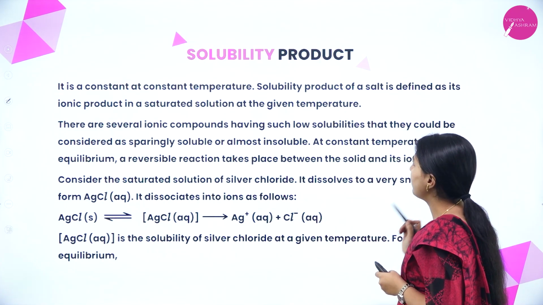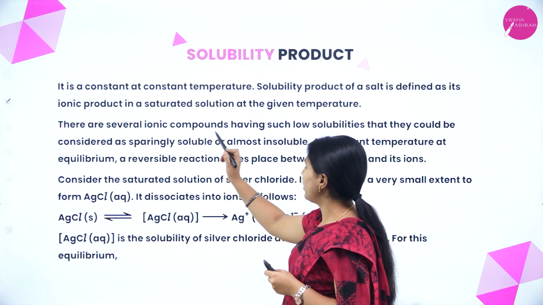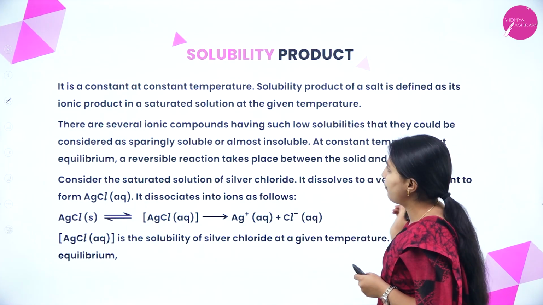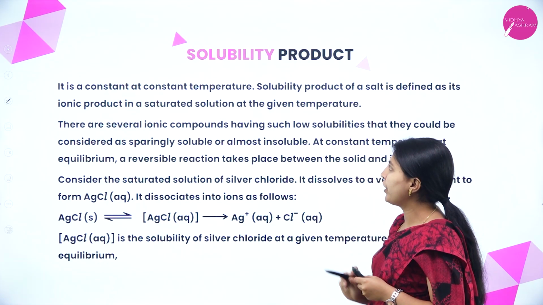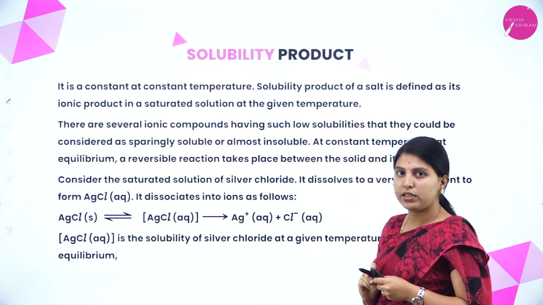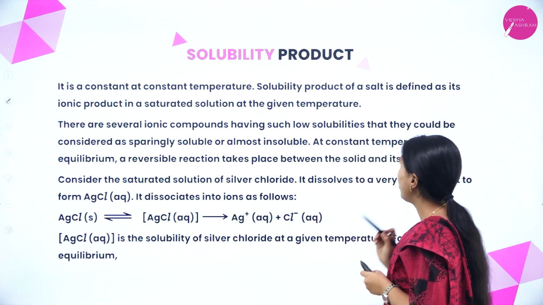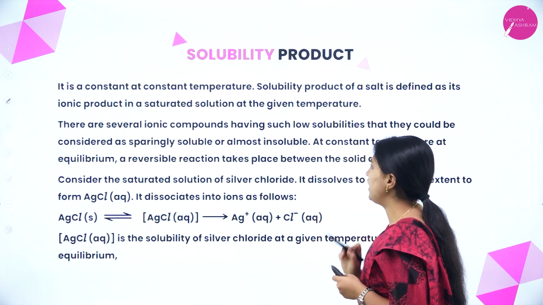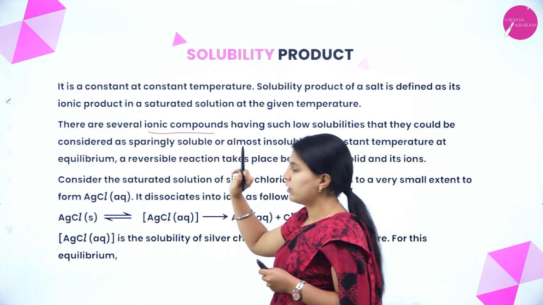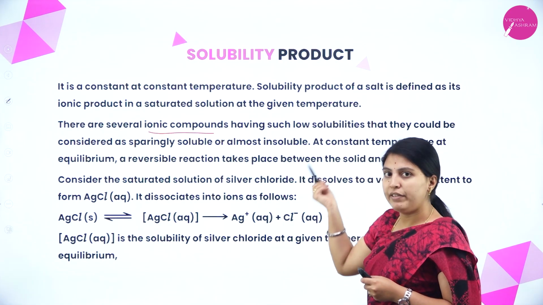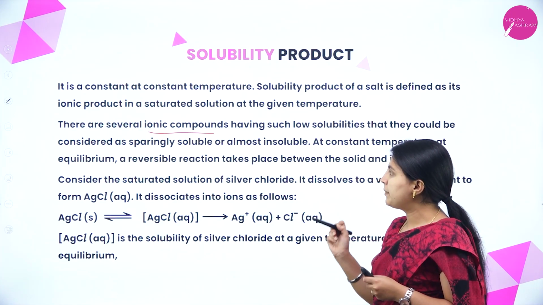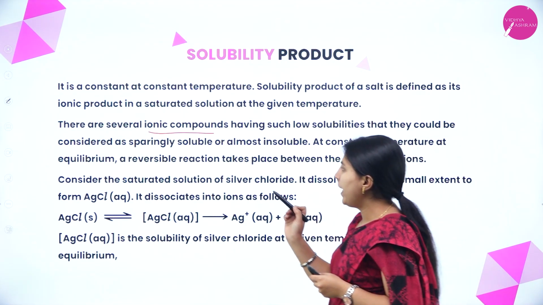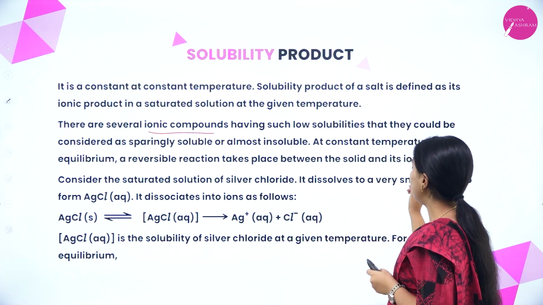Solubility product of a salt is defined as its ionic product in a saturated solution at a given temperature. What are they telling? The solubility product of a salt is defined as its ionic product in a saturated solution at a given temperature. There are several ionic compounds having such low solubilities that they could be considered as sparingly soluble or almost insoluble. Ionic compounds are hard, we know that, and they may have low solubility constants, or sparingly soluble capacity. At constant temperature at equilibrium, a reversible reaction takes place between the solid and its ions.